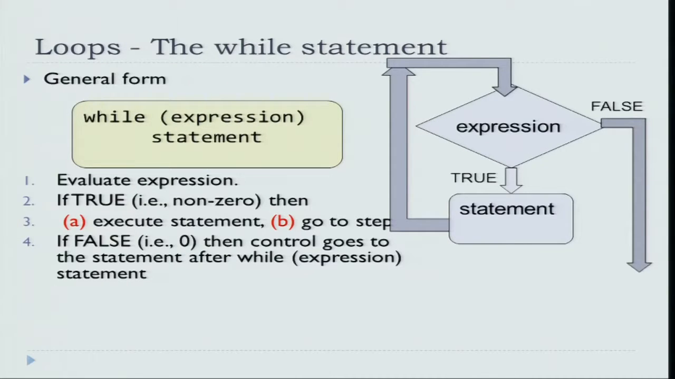The flow chart corresponding to the while statement is: you test whether the expression is true or false. If it is true, you do the statement. If it is false, you exit out of the loop and execute the next statement outside the loop. So, if the expression is true in C, that is, the expression is non-zero, then execute the statement and test again. If it is false, then directly go to the next statement after the while loop. This is similar, if you recall, to the if block without the else.